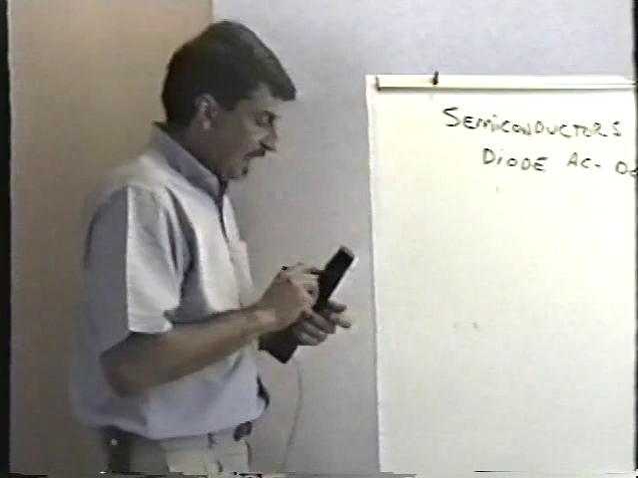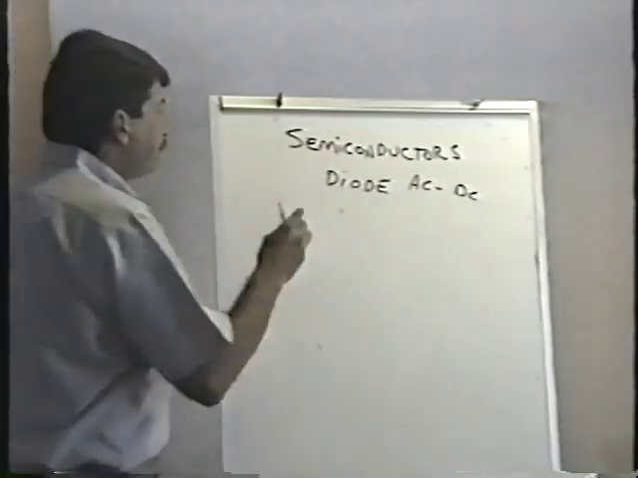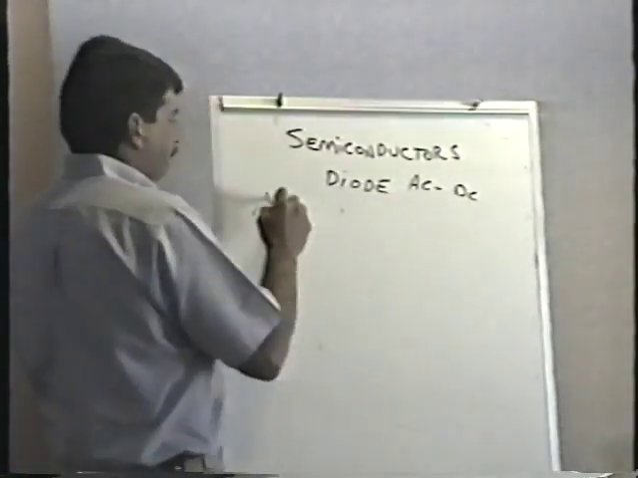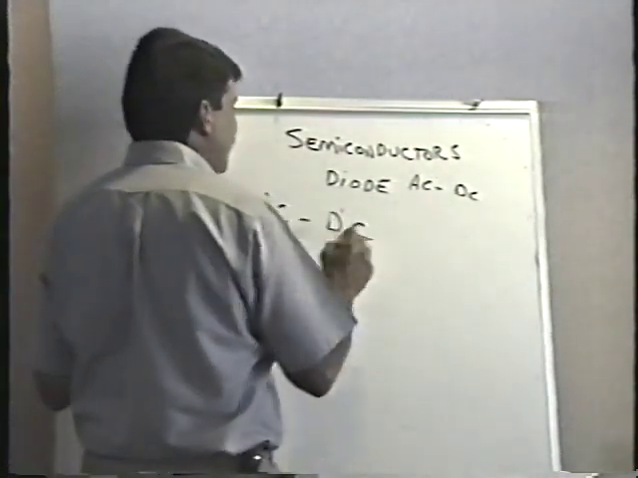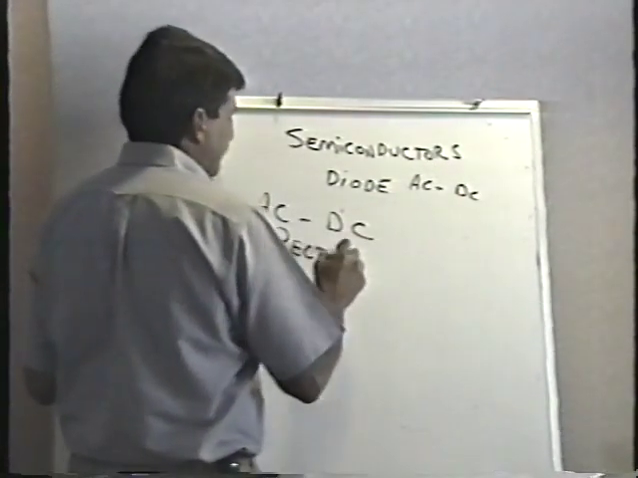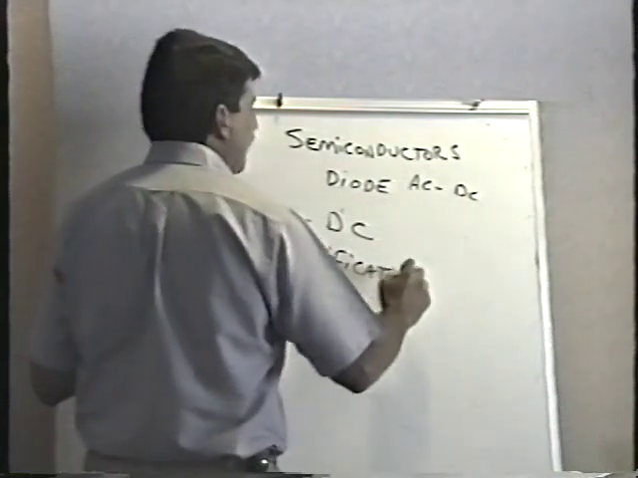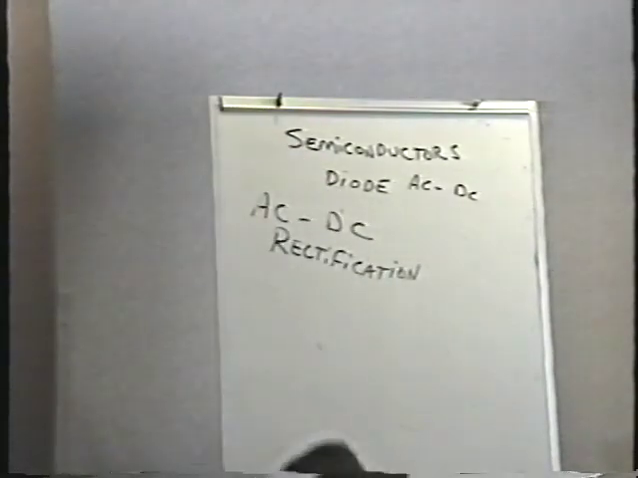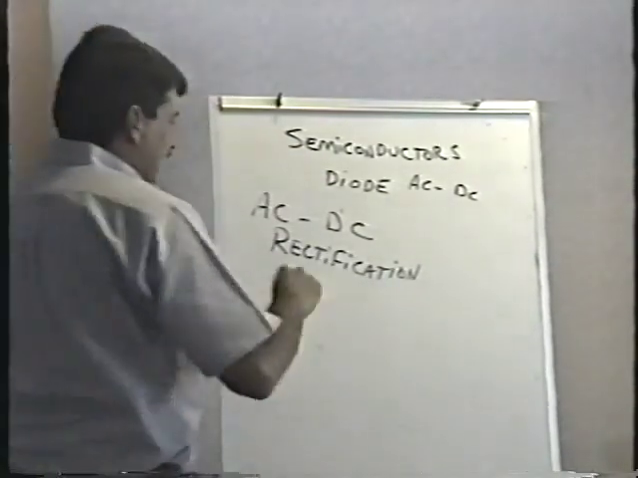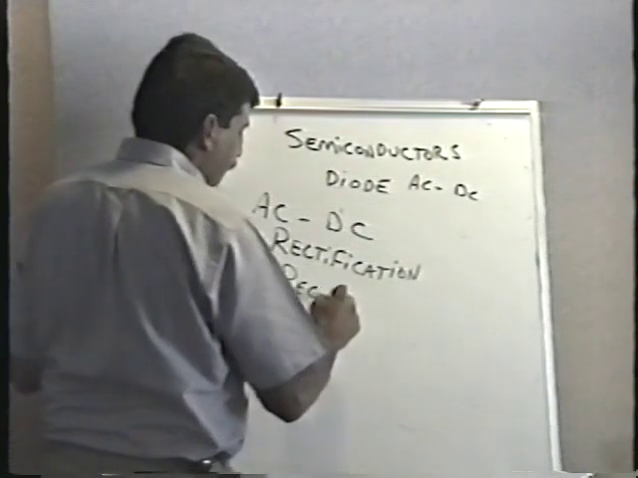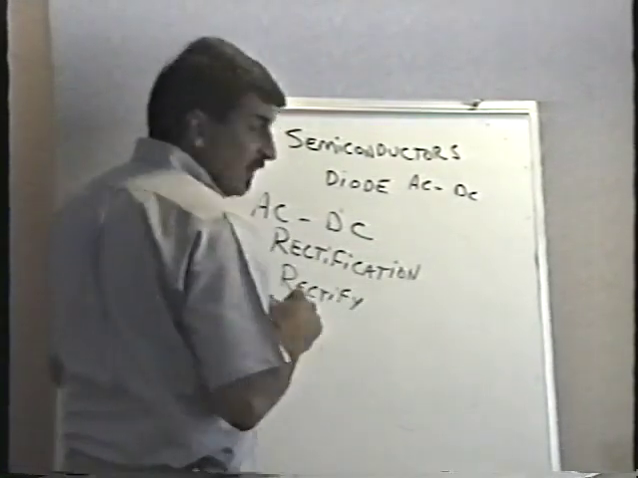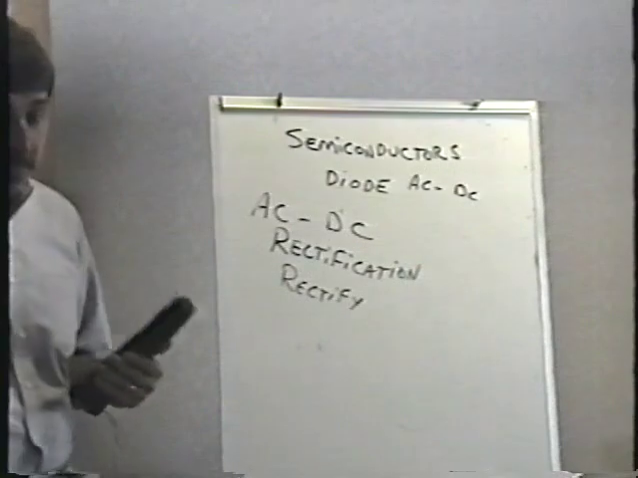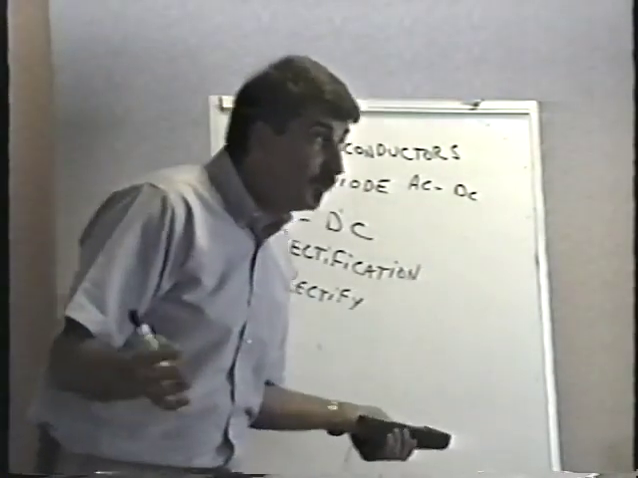The process of changing alternating current into direct current is called rectification. The process of changing AC into DC has a name. It's called rectification. Ooh, another really horribly big term. What does that mean? Well, it comes from the English word rectify. Rectify, of course, means to make something better. You got a problem, you rectify the situation.